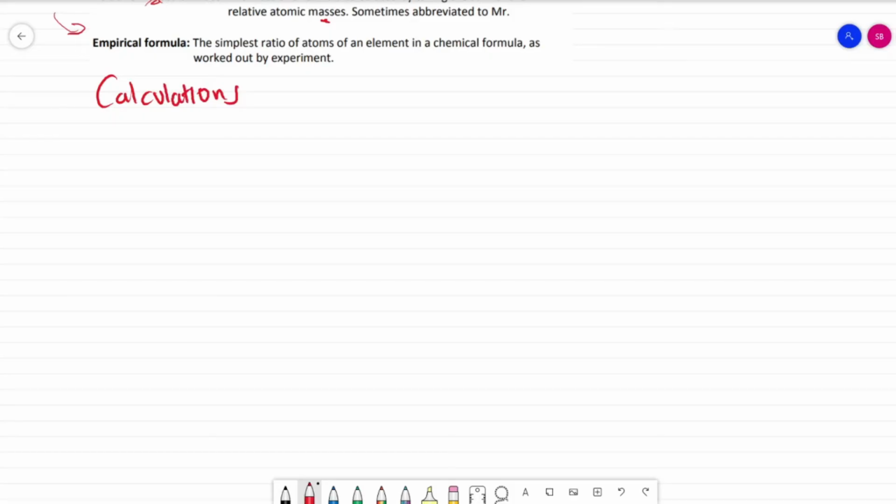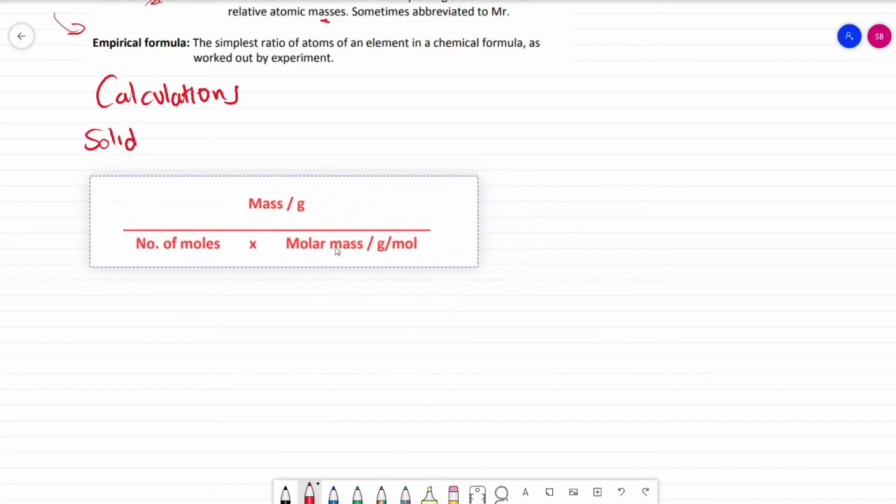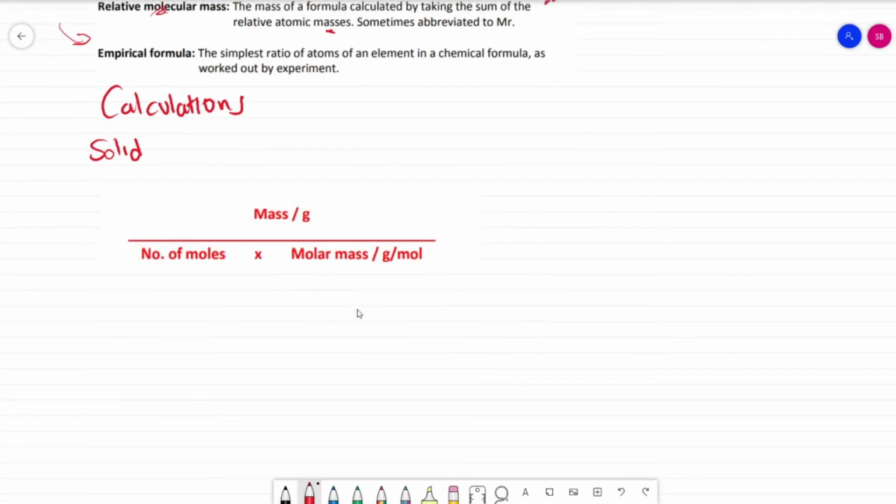Now if we have a solid, or a powder, or anything that's solid, and we want to calculate the number of moles, we use a simple formula like this. Let me show you the simple formula. This is basically a triangle to show the mass and then the number of moles in this. So this can be written as mass equals this triangle.